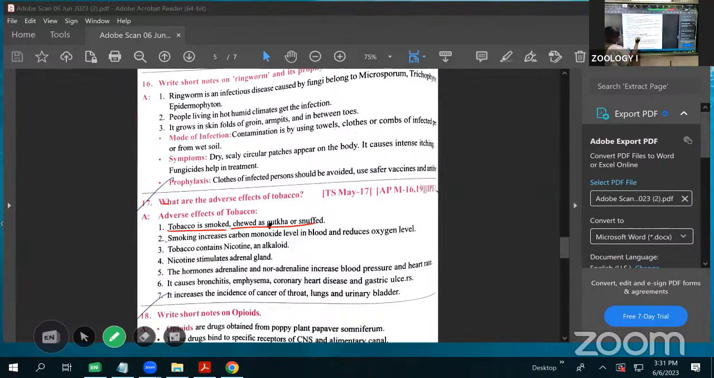Smoking increases the carbon monoxide level inside the blood, and automatically the oxygen level is decreased. It increases the carbon monoxide level in the blood and reduces the oxygen level. Next, the tobacco contains a chemical that we call nicotine.